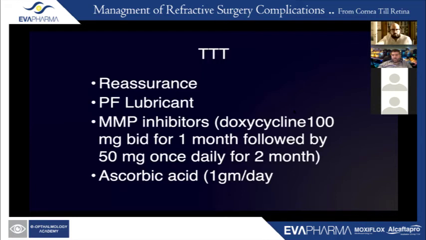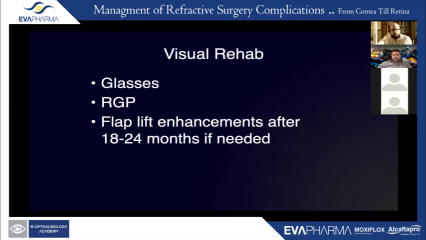What you do for this patient, again, reassurance. You give him preservative-free lubricant to aid the epithelial remodeling and stroma remodeling. You can use matrix metalloproteinase inhibitors like doxycycline. I use it 100 milligrams twice a day for 1 month, followed by a lower dose, 50 milligrams once daily for 2 months. And you can use vitamin C 1 gram, this is to help healing of the cornea. 1 gram per day. I use it for 3 months at least, and follow up of the patient.